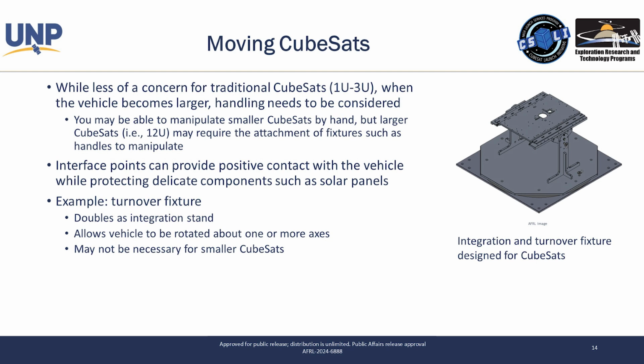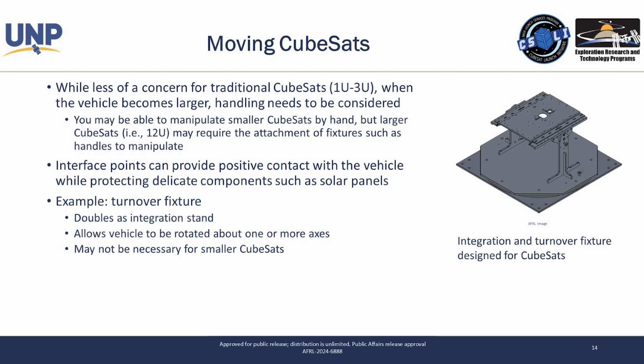Designing those interface points for where you can actually contact the vehicle and move it around without damaging very delicate exterior components is a big part of the very early design. You'll see cutouts and requirements changes for those exterior surfaces to be able to accommodate the ground support equipment, not something that's ever going to be used in space.